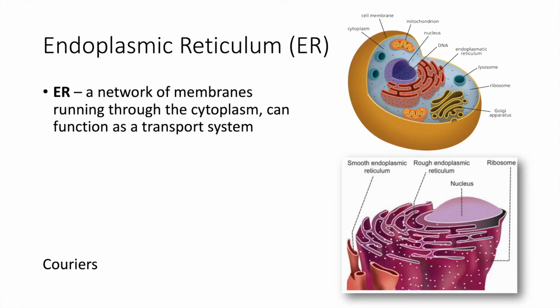Okay, so next we have the endoplasmic reticulum, or the ER. It's a network of membranes, runs throughout the cytoplasm. It can function as a transport system. So I like to think of the ER as the couriers. So the ER transports stuff. And then we've got a zoomed in photo of it here.